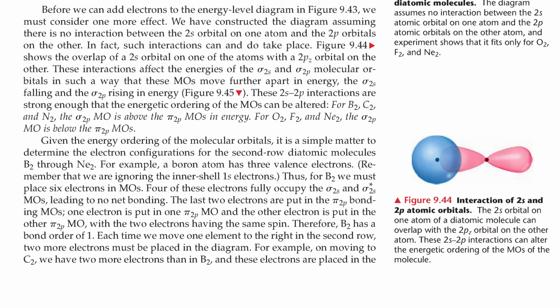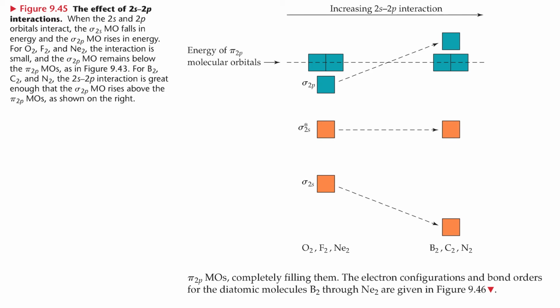1 electron is put in one pi 2p molecular orbital and the other is put in the other pi 2p molecular orbital, with the 2 electrons having the same spin. Therefore, B2 has a bond order of 1. Each time we move one element to the right in the second row, 2 more electrons must be placed in the diagram. For example, on moving to C2, we have 2 more electrons than B2, and these electrons are placed in the pi 2p molecular orbitals, completely filling them. The electron configuration and bond orders for the diatomic molecules B2 through Ne2 are given in Figure 9.46.